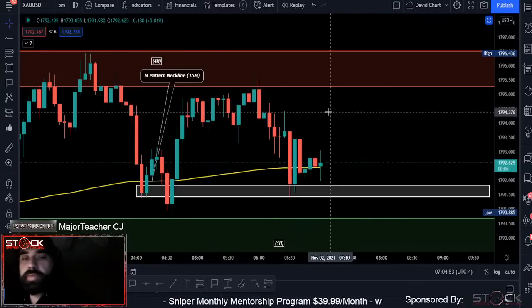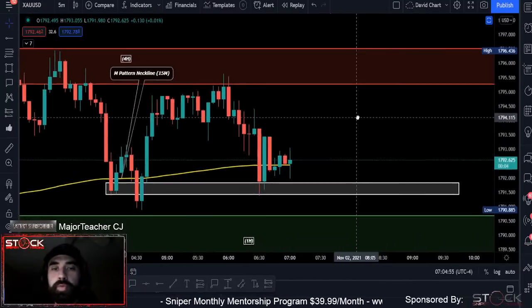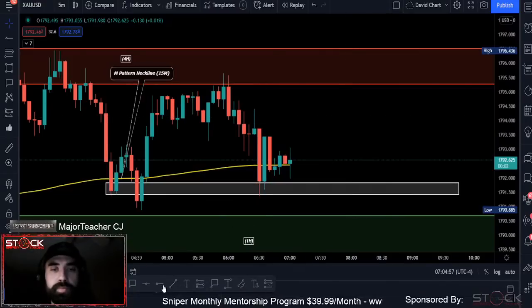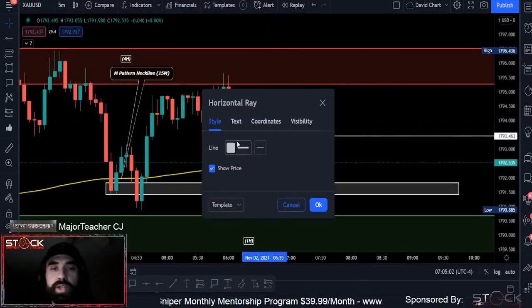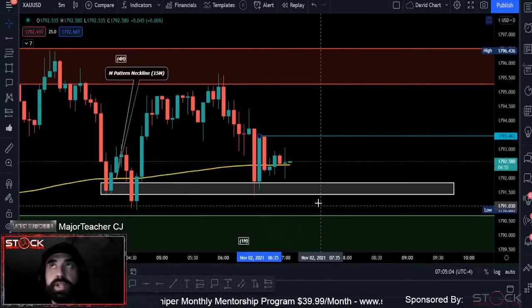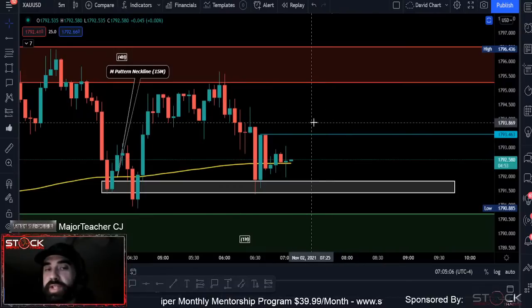Okay, so let's watch and see. There's about seven seconds left for the overall move. Okay, so we can change this to baby blue, all right, which is lower time frame support and resistance, all right?